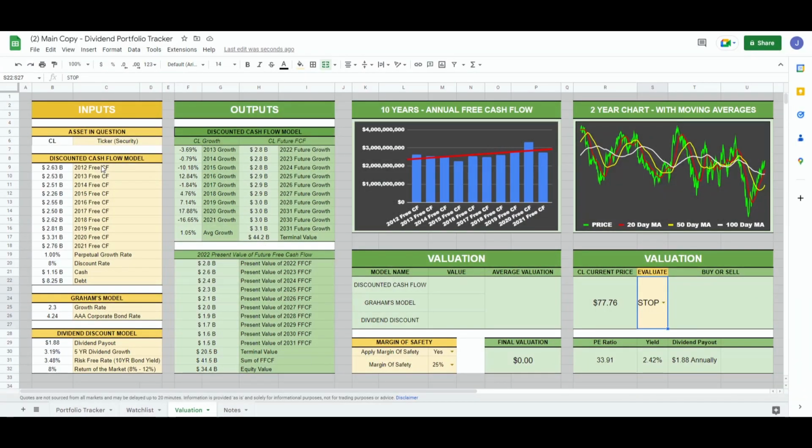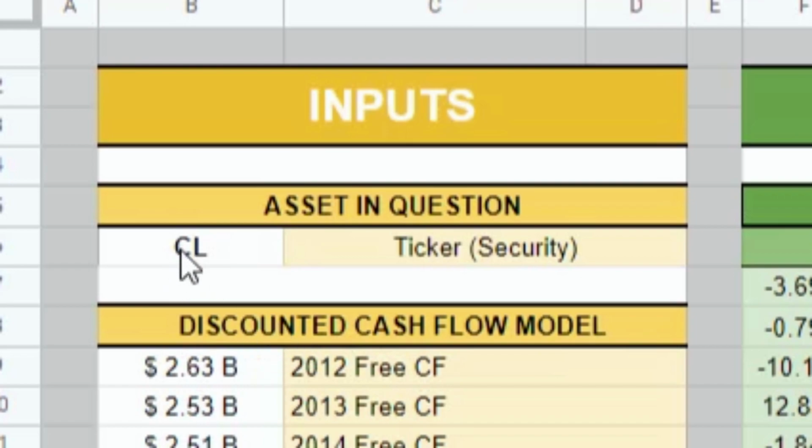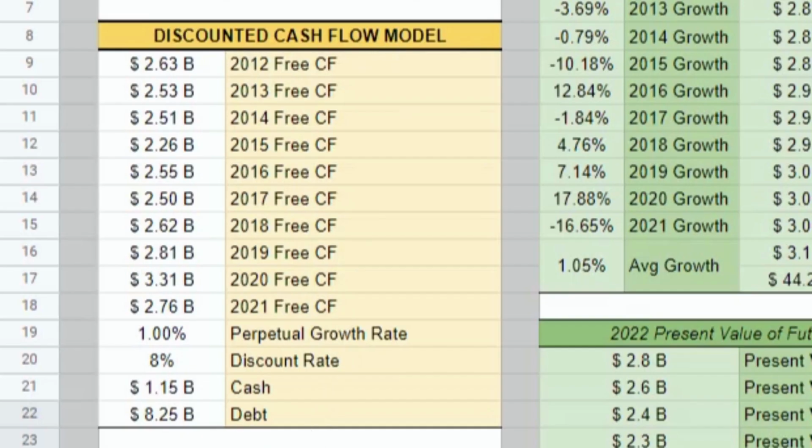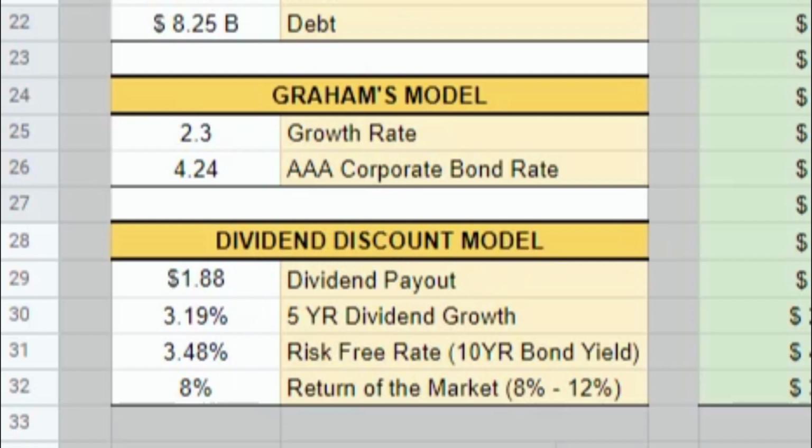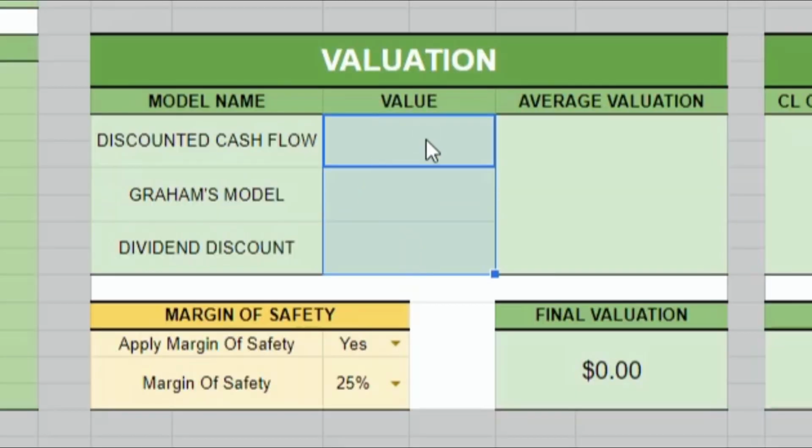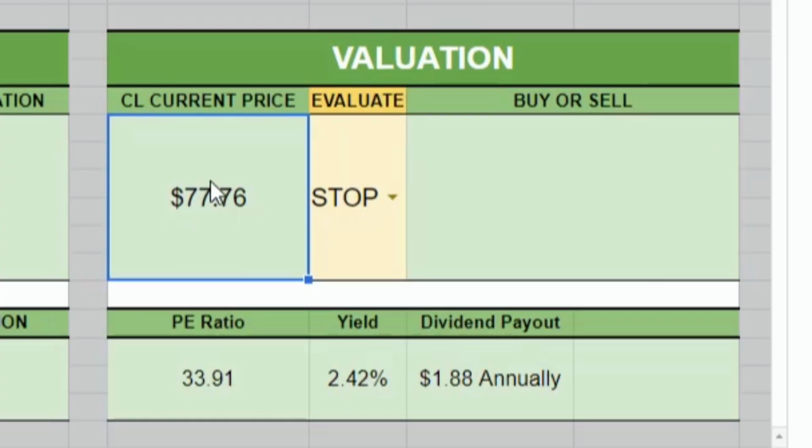Today we are doing Colgate Palmolive, ticker symbol CL. This is my valuation spreadsheet where we take the discounted cash flow model, Graham's model, and dividend discount model, find a valuation for them, average the valuation, apply a margin of safety, and then compare it to the current price.